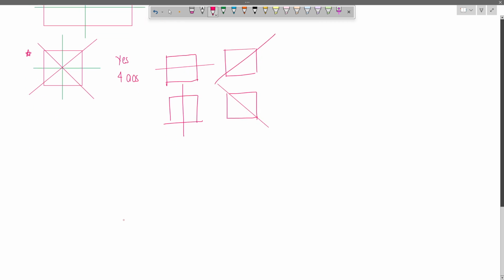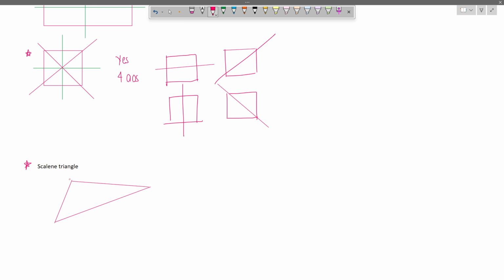Next, let's have a scalene triangle. So what do we mean by a scalene triangle? So these are triangles for which we don't have any equal side, right? So since no sides are equal, for example, let's have this like this. So no sides are equal.